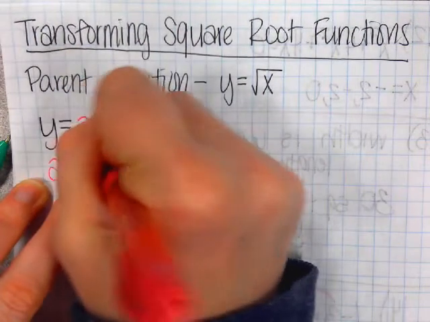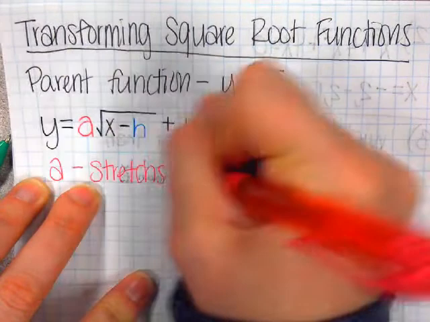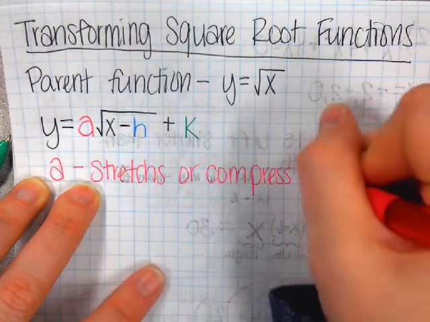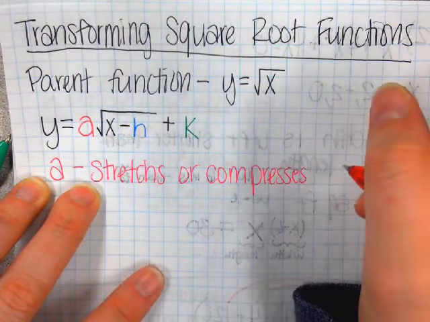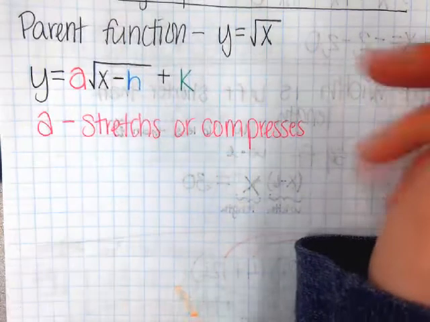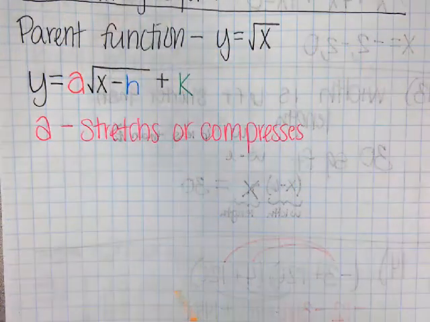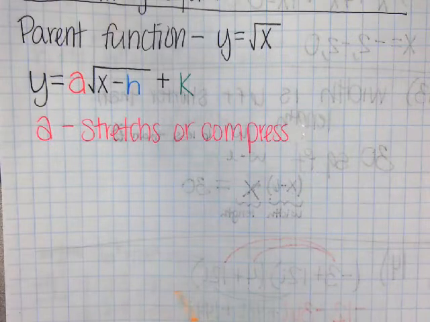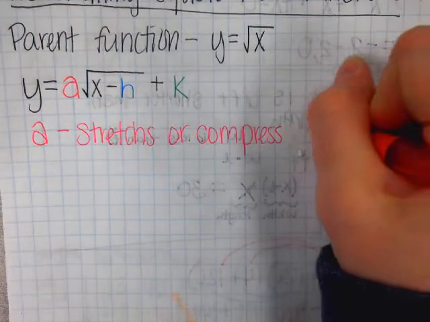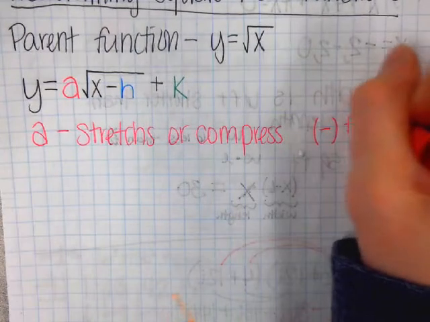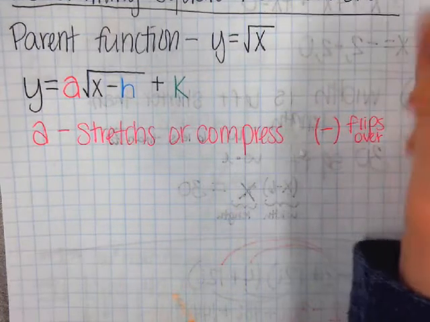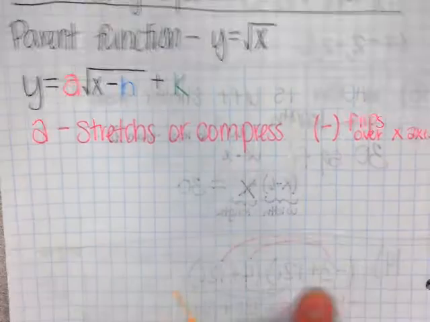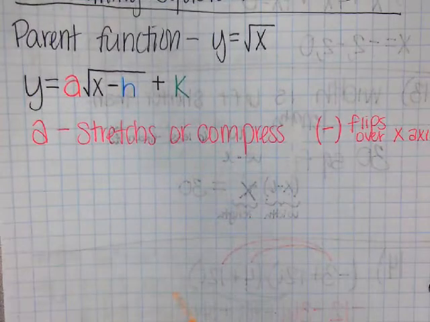A stretches or compresses. I think I just spelled that wrong. Stretch or compress, that's what I'm going to change it to. And then if it's a negative, it flips over the x-axis. Okay.